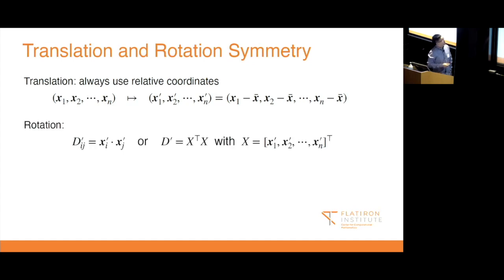Next, what is rotation invariance? One way to get rid of the dependence on rotation is to compute the pairwise inner product between xi prime and xj prime, which we define here, that are already translation invariant. Then you get the inner product matrix Dij.